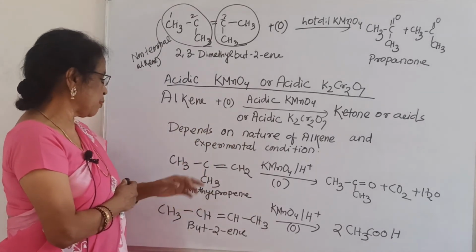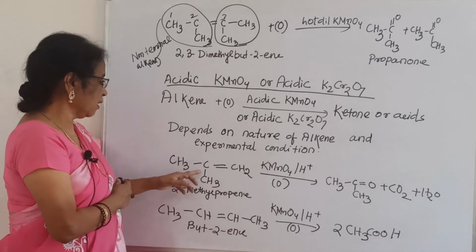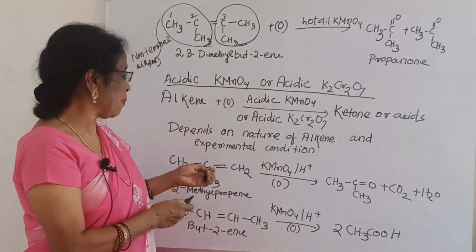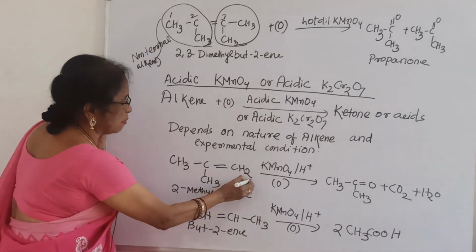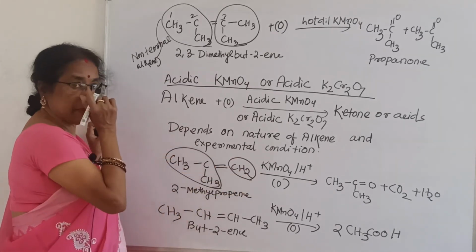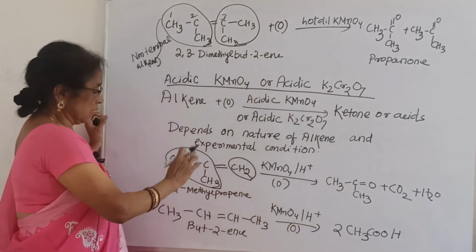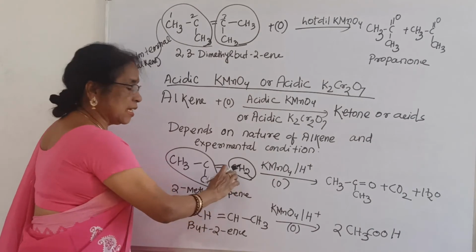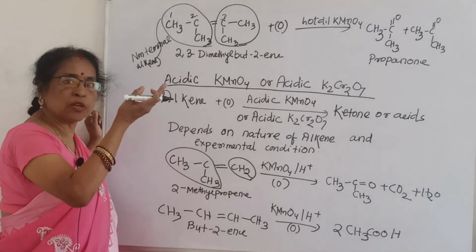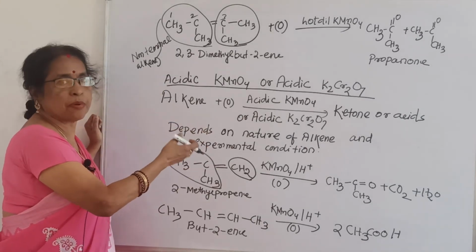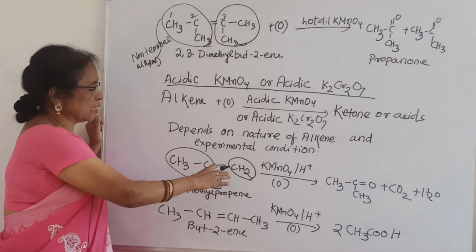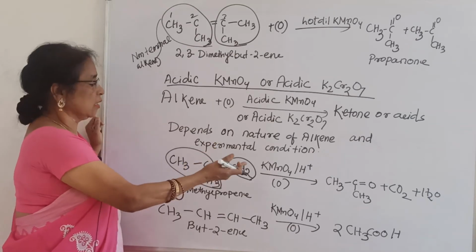Now here 2-methylpropene: propene itself, and at the 2 position a methyl. And here what happened? It forms carbon dioxide, and it forms ketone, and 3 carbon, that is why propanone. 3 carbon propanone, and CH2, 1 carbon, carbon dioxide. So this is very important: 1 carbon never forms any type of alkene or alkane, ketone or acid. The only possibility is carbon dioxide because it oxidizes.